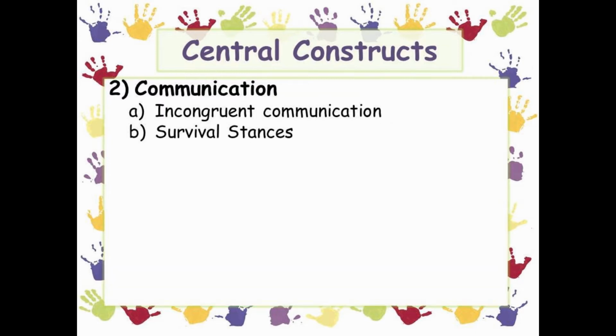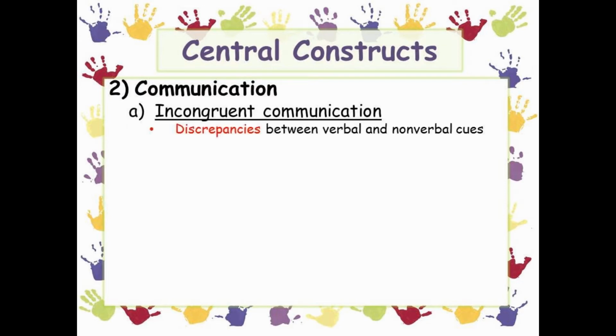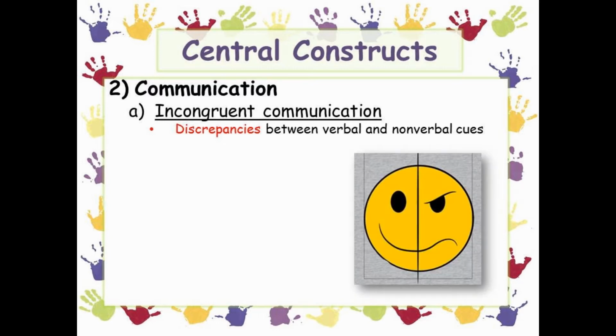The second central construct is communication, which Satir divided into 2 parts: incongruent communication and survival stances. Incongruent communication involves discrepancies between verbal and nonverbal cues. Think of a situation in which you felt one way on the inside, but demonstrated a different feeling to others.